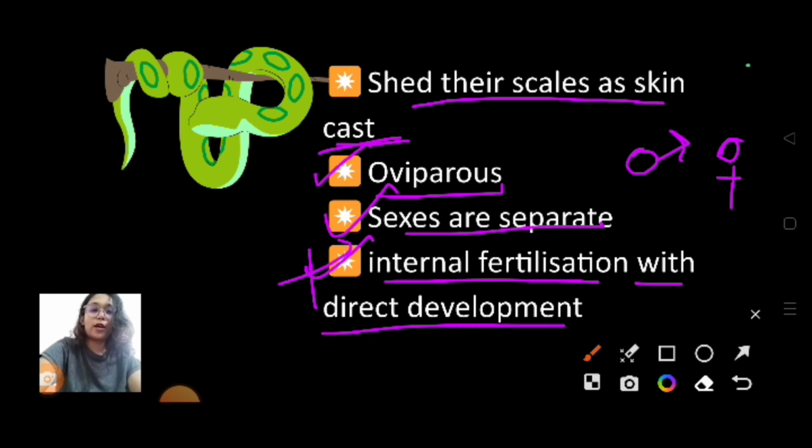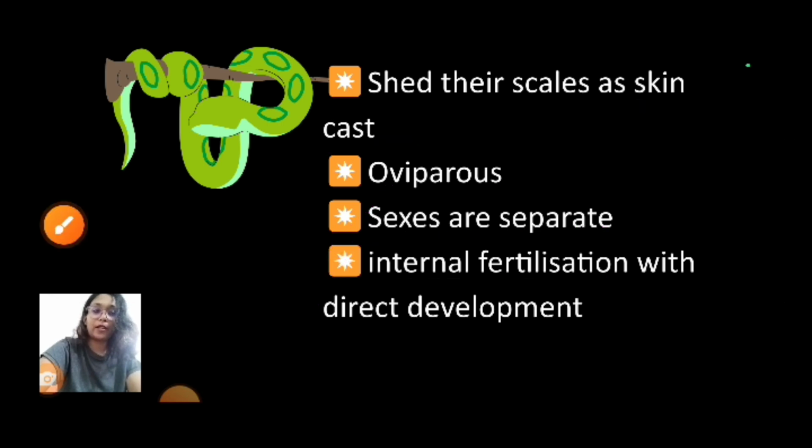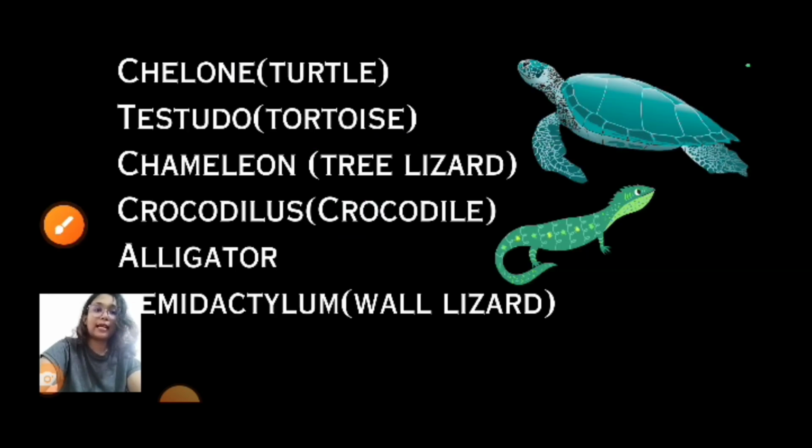So this point is completely opposite from amphibians. In case of amphibians, there was external fertilization with indirect development. But in this case, there is internal fertilization with direct development, means no larval stage in between. Is it clear? Then moving on to the next slide.